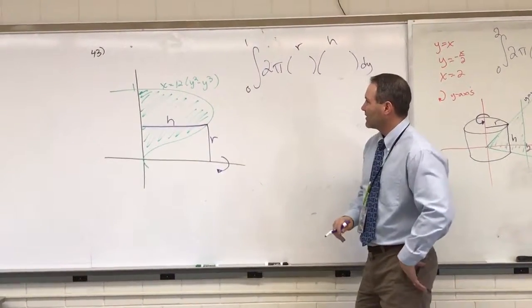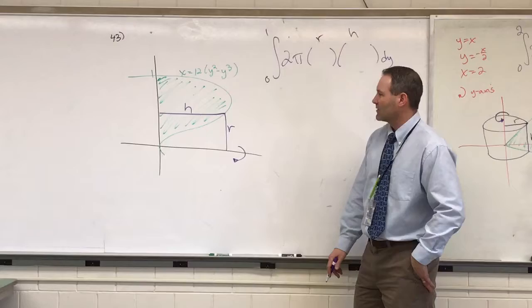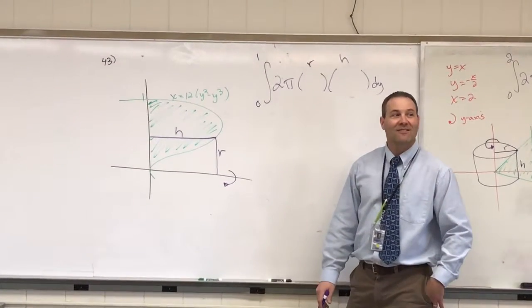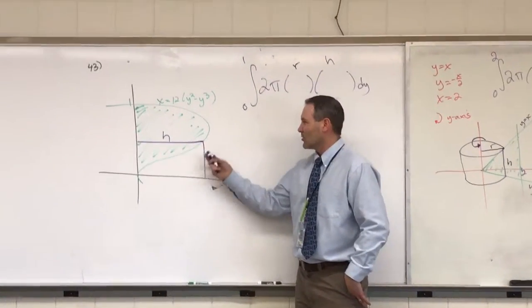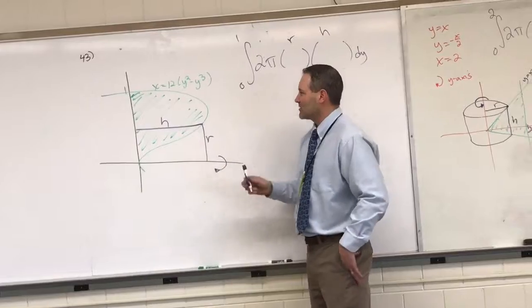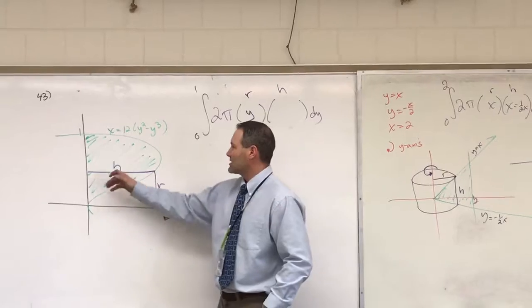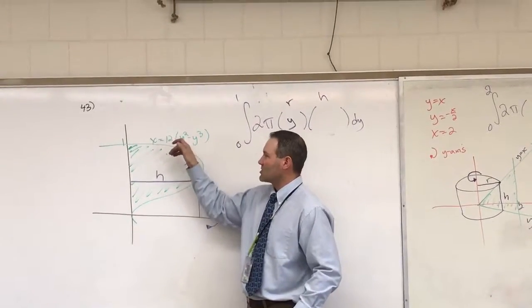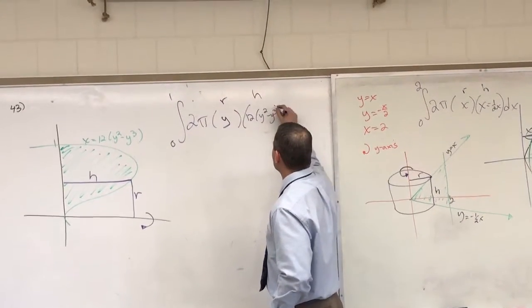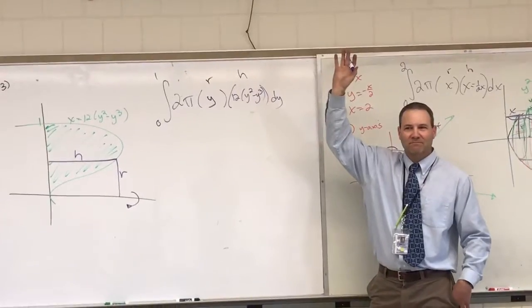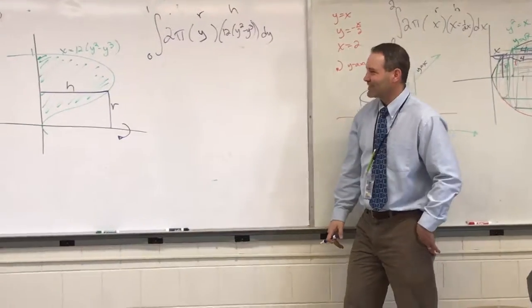What's my r here? Y. Anytime we go from the axis up, it's going to be y. From the axis out, it's going to be x. So this is y, which we can leave as y. Very good. And this one is x, which is actually that. How many got that right? Close. Kind of.